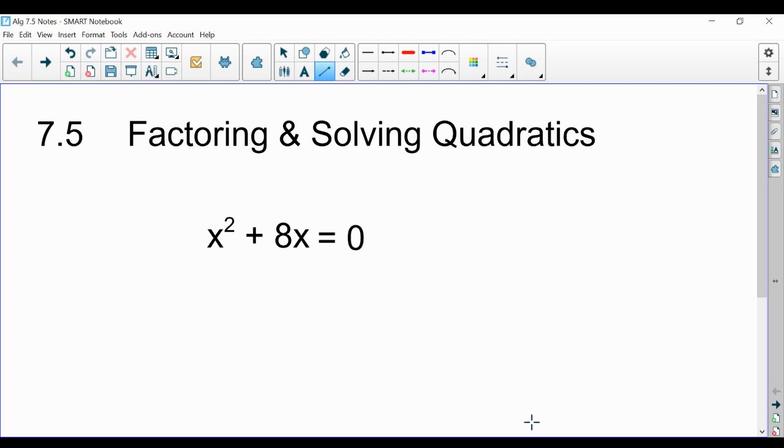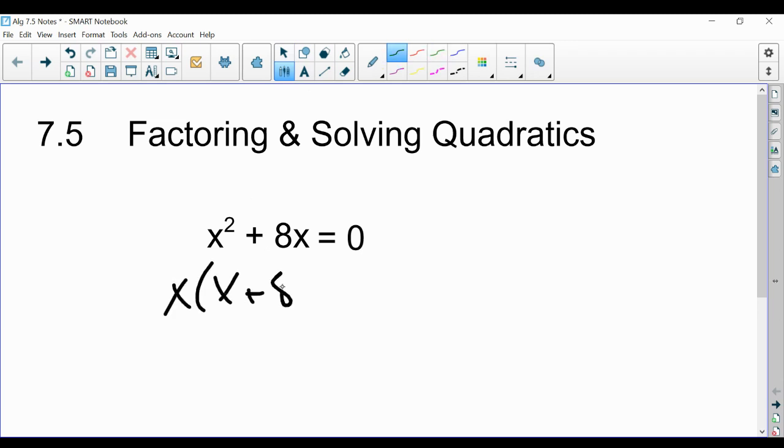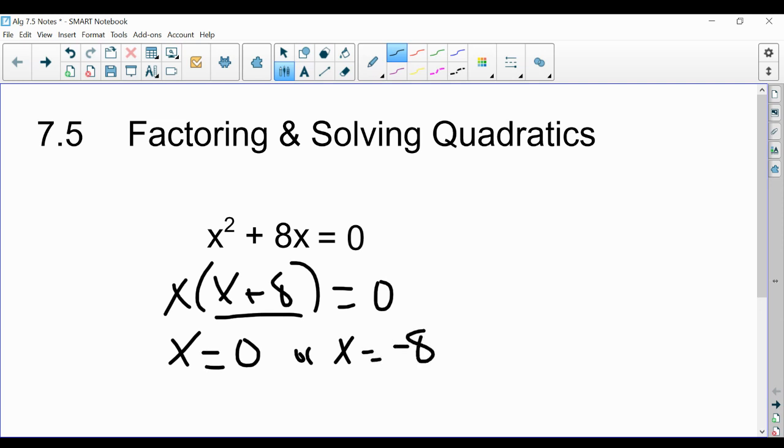So in the past, we've seen an equation like this, and we want to solve for x. We know that there are going to be two answers, and we can find the GCF. The GCF is x. We can pull out an x and get x times (x plus 8) is 0. So we're going to get our two answers of x is 0 or x plus 8 is 0, which means x is negative 8. And those are our two answers.